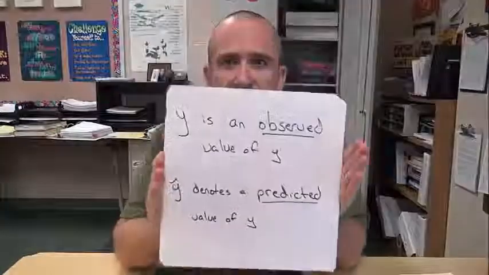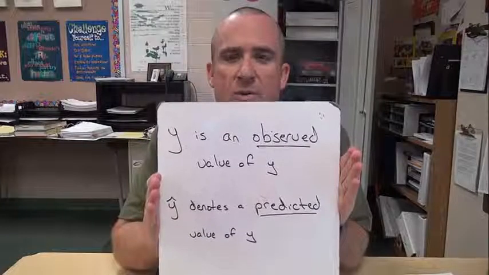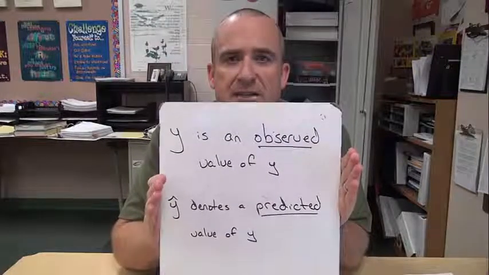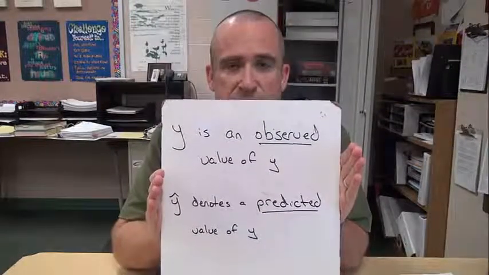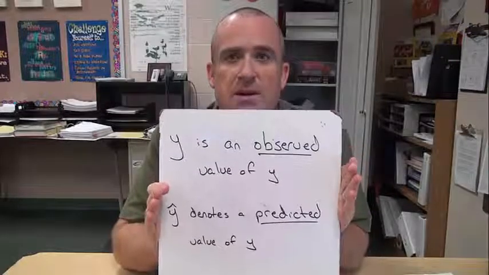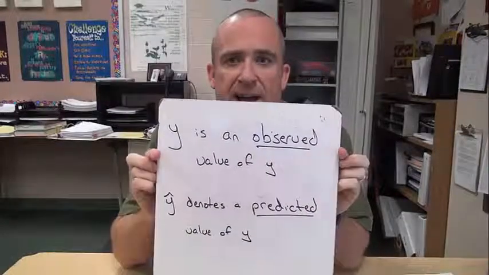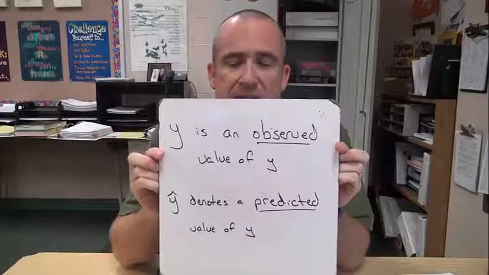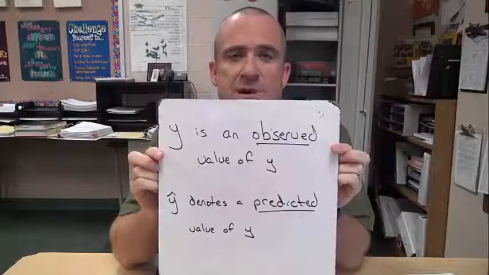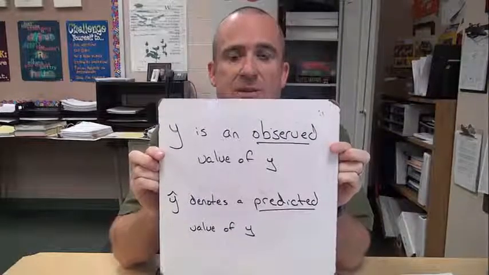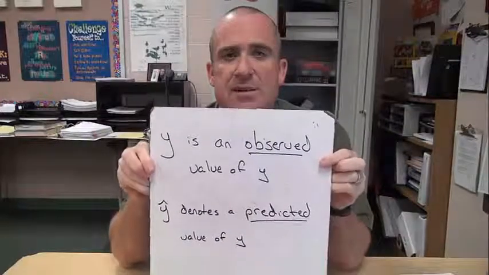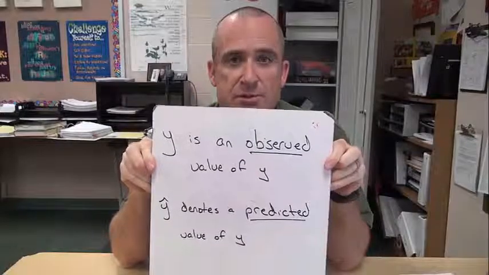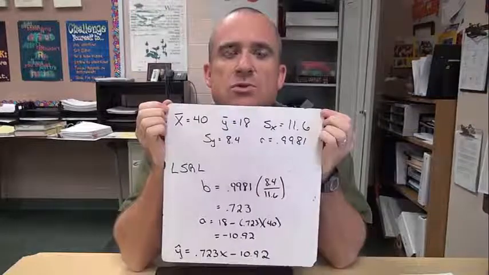Also in your notes packet, I want you to always remember that when you're talking about y, you're talking about the actual, the observed value of y. Whereas when we talk about a y hat, we're saying it is a predicted value of y. So there's a big difference there. Anytime you're talking about a y hat, we're talking about a predicted value. Anytime you're talking about a y, you're talking about an observed value.